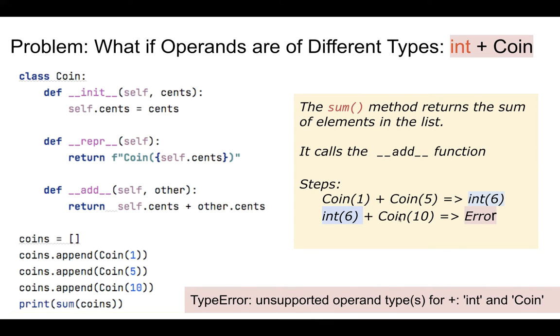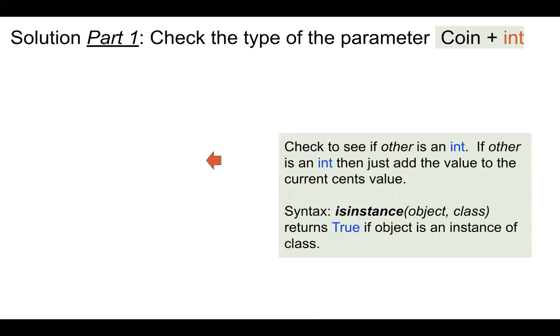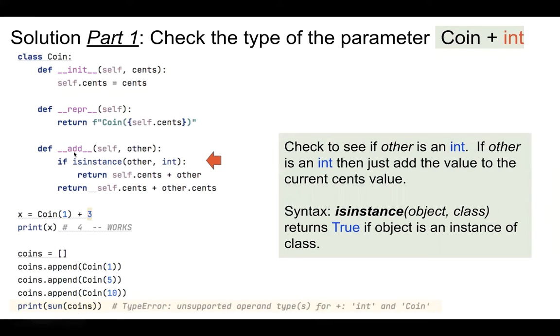So I need to modify my add method to allow it to include an integer. I can accept a parameter, and if other is an instance of an integer, I just add other to the cents. If it's not, I then know that it is a coin object, and I get its attribute, the cents attribute, and add it to my cents. So check to see if other is an int. If other is an int, just add the value to the current cents value.